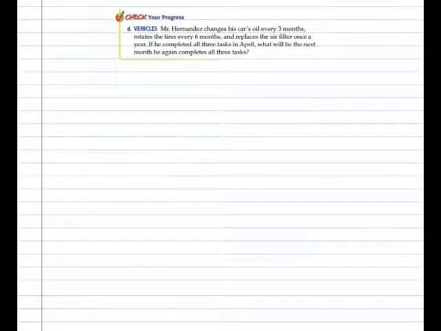Mr. Hernandez changes his car's oil every 3 months, rotates the tire every 6 months, and replaces the air filter once a year. So 3 months, 6 months, 12 months. If he completed all 3 tasks in April, what is the next month he will again complete all 3 tasks? Well, let's see. Let's do this.